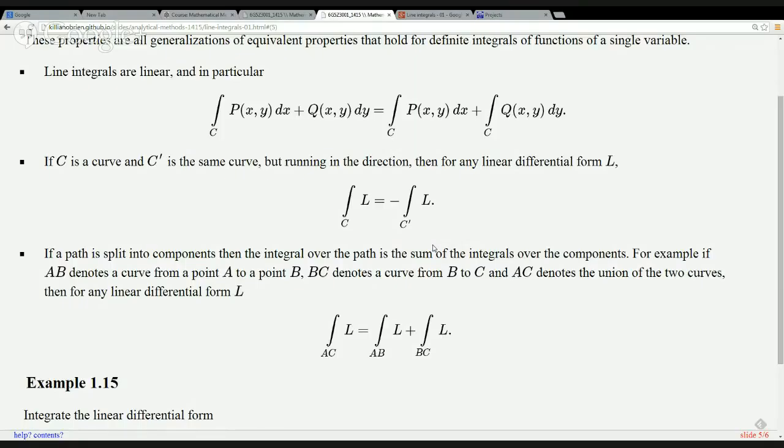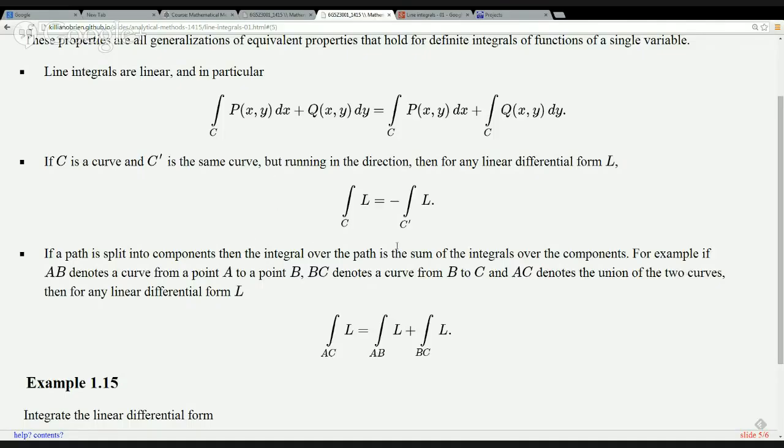You can split the path up into various subpaths, or split the interval of integration up into various sub-intervals, and produce the separate integrals over all of those. Okay, and just look at the sum of all the sub-integrals, and that gives you the total integral. Well, we can do exactly the same thing with path integrals, these curve integrals.